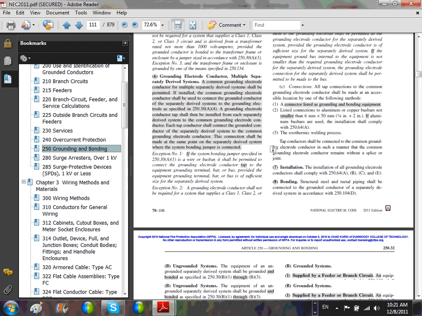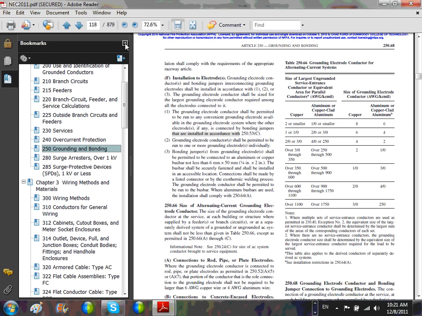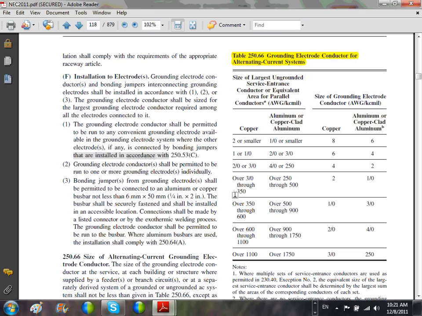I guess if I put 250.66, it might jump to it. There you go. So Ashley, my friend, Nick, here you go. Here's 250.66. If you haven't highlighted this, please do so. Okay. So Nick, my friend, my size was 250.